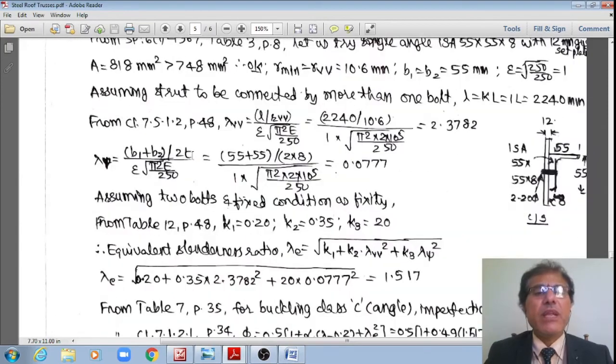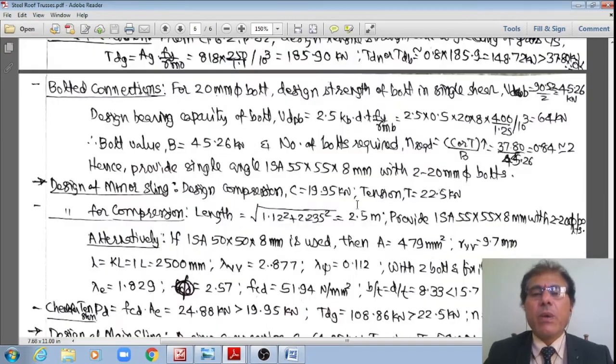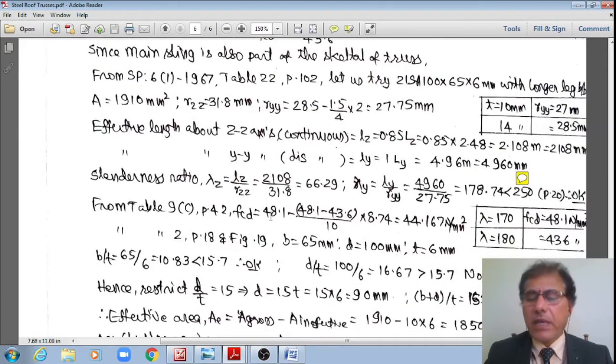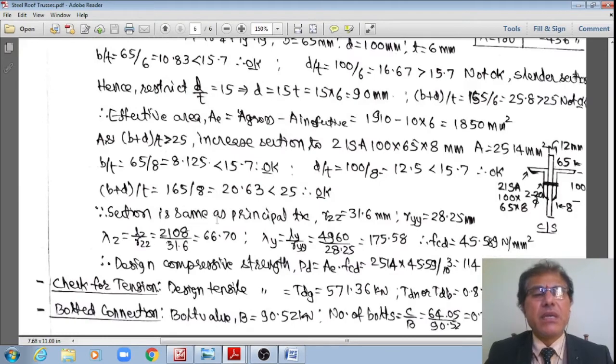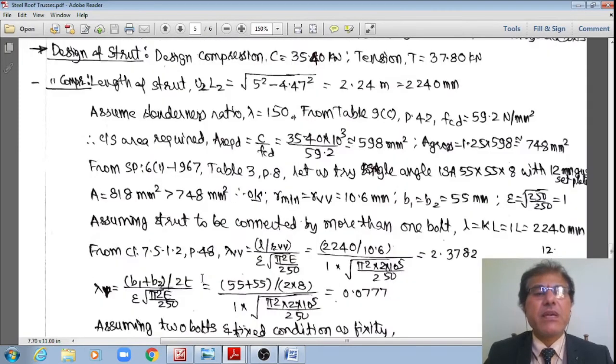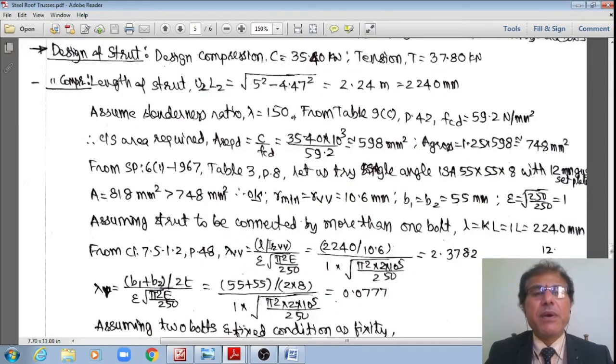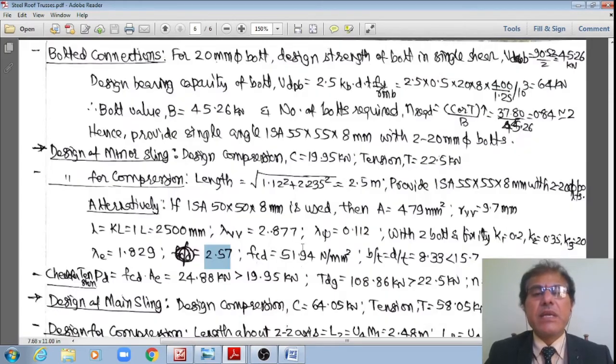Now I'll calculate what is that phi value. As per this clause, now I'll get this phi is equal to 0.5 multiplied by 1 plus alpha multiplied by lambda bar minus 0.2 plus lambda bar whole square. Therefore, that value works out, say, a result as 2.57. For that, now I'll interpolate from this table 9C. Upon interpolation, now I'll get this design compressive stress.